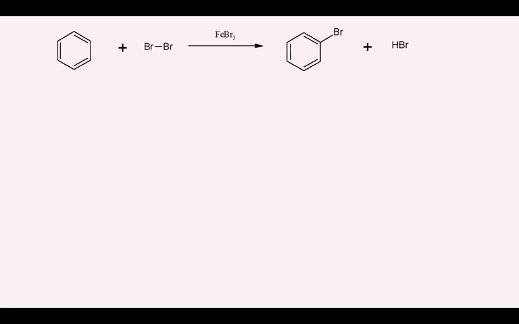Alright, now look at this example. We have benzene plus halogen, bromine, in the presence of FeBr3. FeBr3 here is the Lewis acid or catalyst. The function of FeBr3 in electrophilic aromatic substitution is to increase the polarity of the halogen so that it can produce the electrophile in the reaction. For this reaction, we will get bromobenzene plus HBr as our side product.